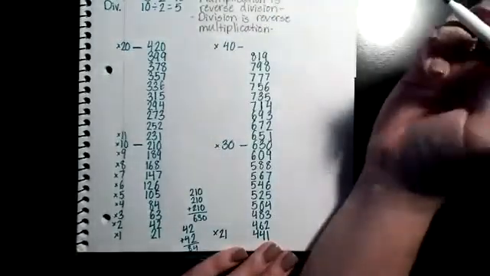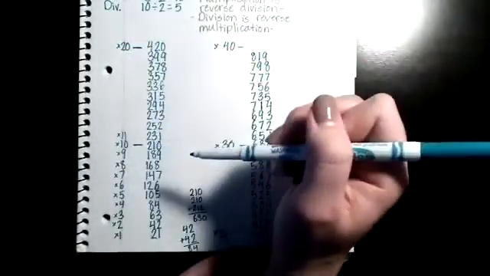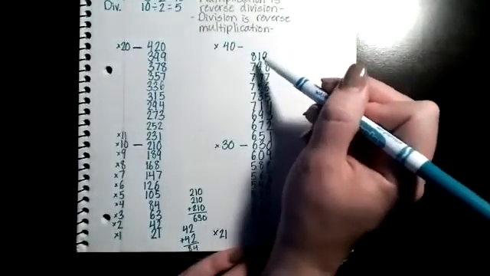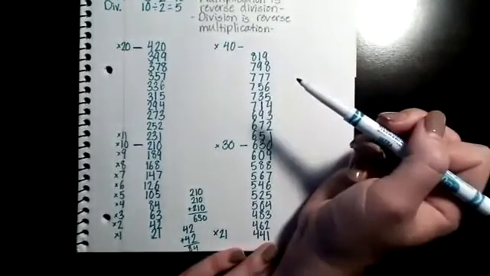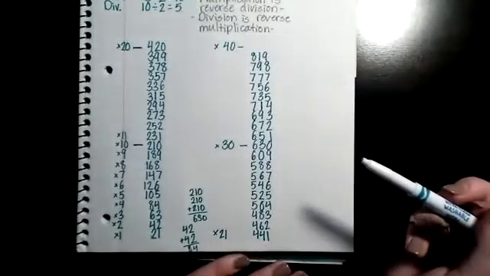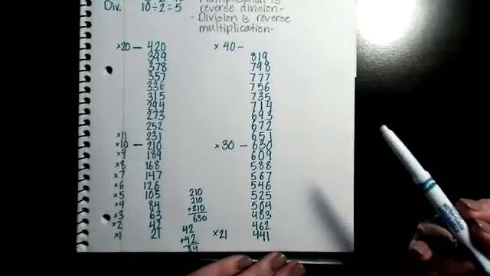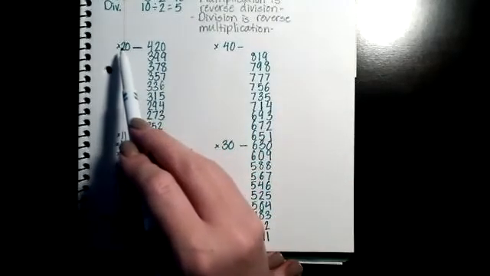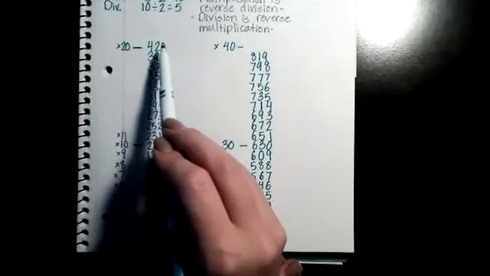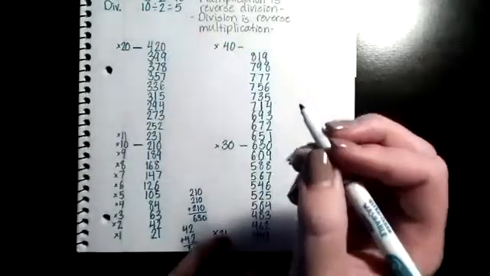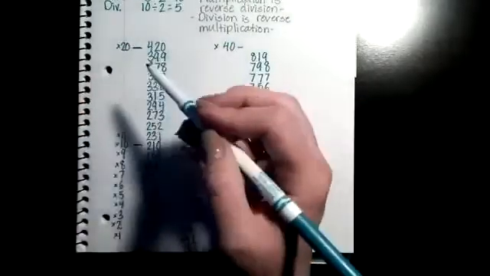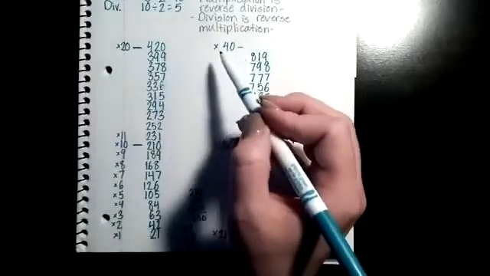So times 40. Our next one is going to be, again, I can use some of these that I've already done to get this answer, or I can just add 21 to what I already have here. So what I'm going to do, I'm going to go ahead and do double. I know that 20 plus 20 would be 40.